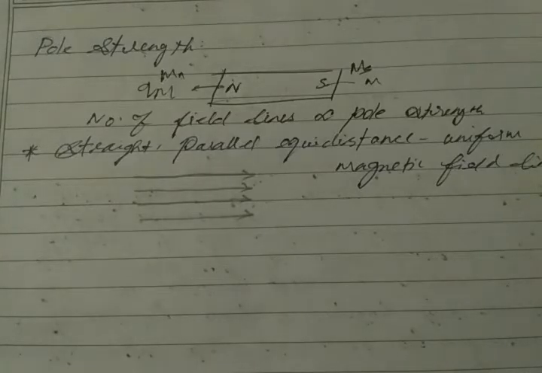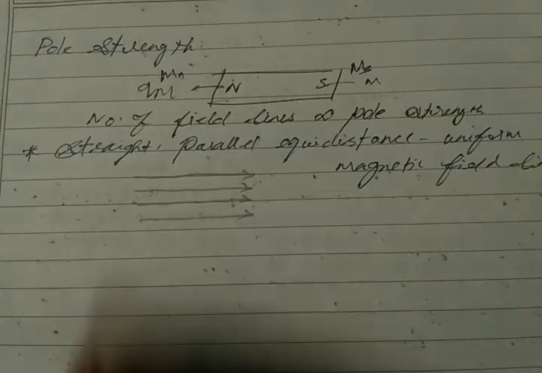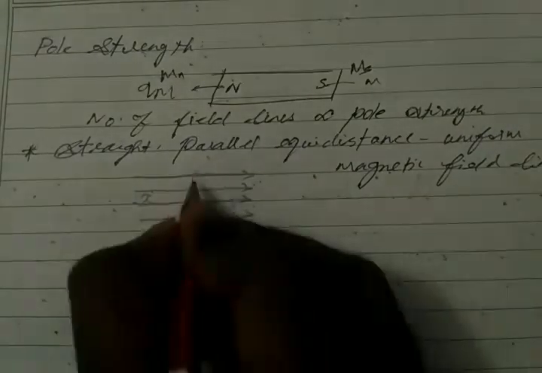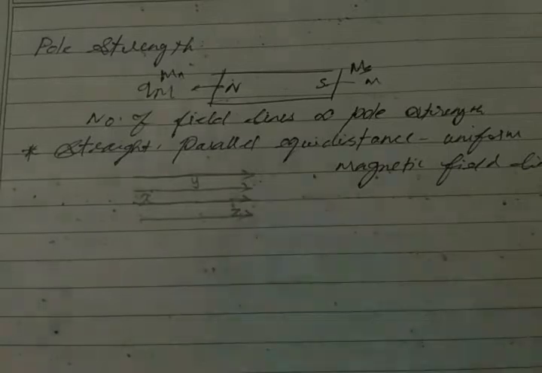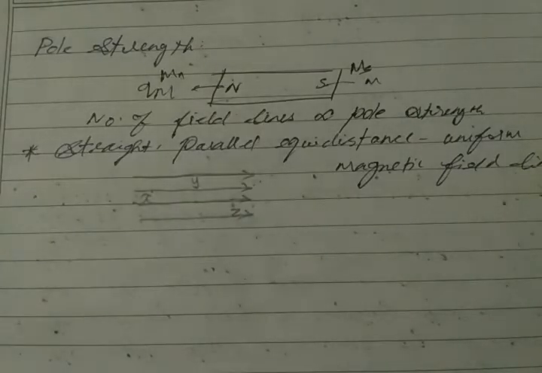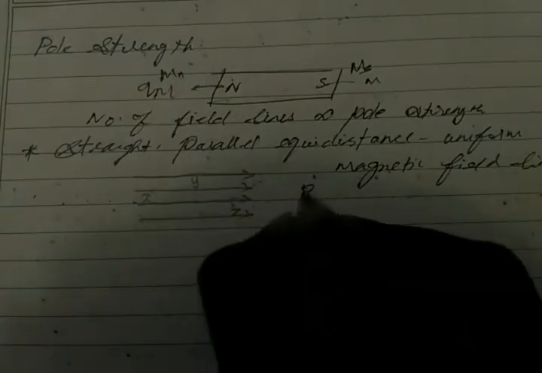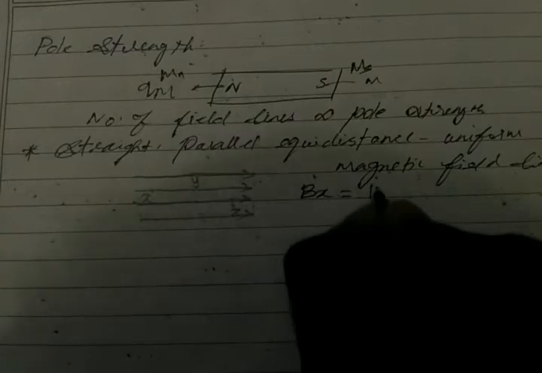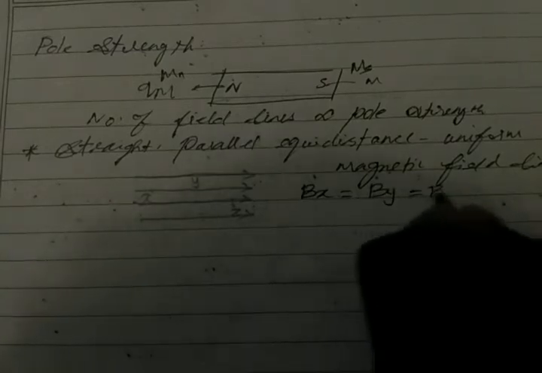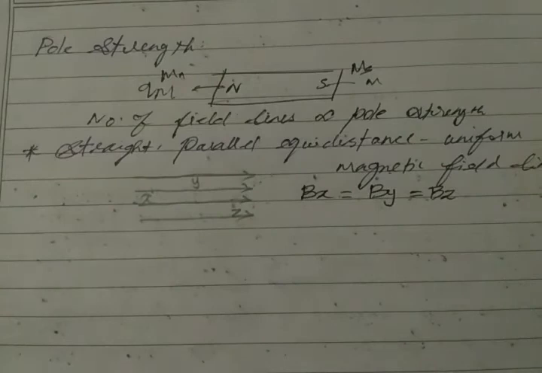If we take any point inside the uniform magnetic field lines, for example, I take X, Y and Z. So what is the comparison of magnetic field at these 3 points? We can simply say the magnetic field strength at X equals Y equals Z. Why? Because these are uniform field lines. So inside the uniform field lines, if you consider any point, the magnetic field strength is equal at all the points inside the uniform magnetic field lines.